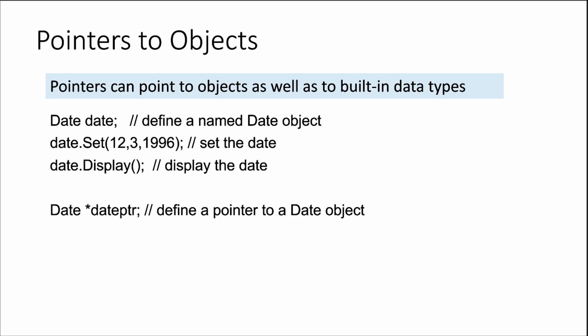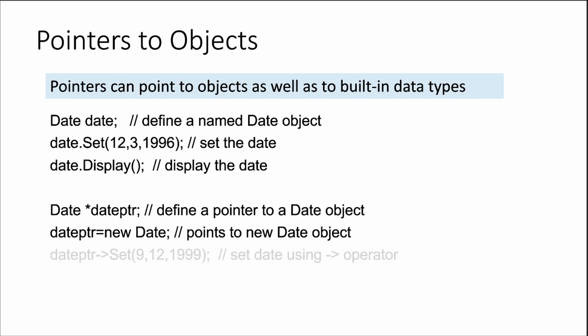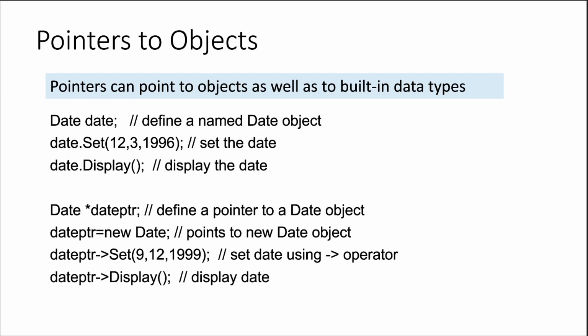If you use date PTR, then this is how: date PTR new date. Then date PTR pointing to, this is called the arrow operator. So date PTR arrow operator set of this value. This is how we use pointers to objects. When you declare pointers to objects, this is how we access the member functions. Clear?